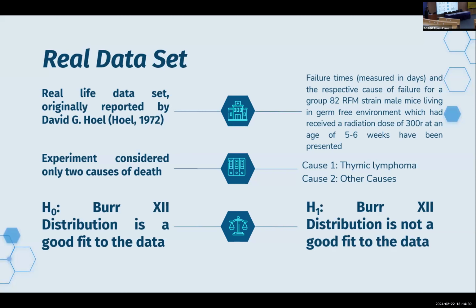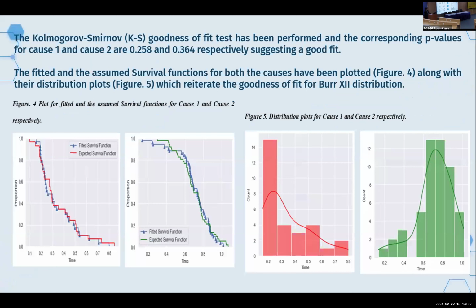So the first thing that we have to check over here is whether the BERT12 distribution is a good fit to our data. So the first hypothesis we're testing here is whether the BERT12 distribution is a good fit to the data or not. To check this, we have used the Kolmogorov-Smirnov goodness of fit test, and we see that the BERT12 distribution is a good fit to our data set.